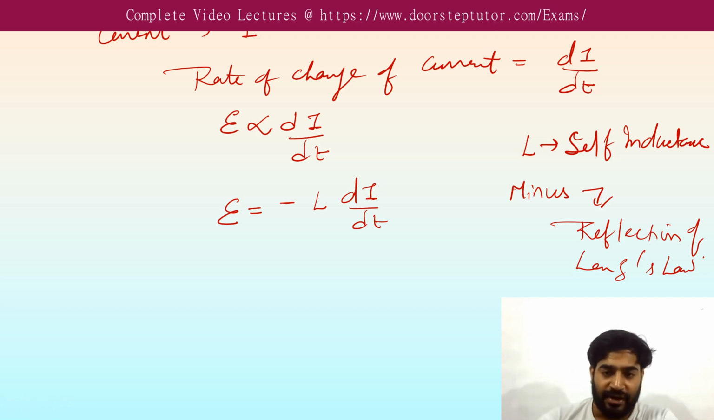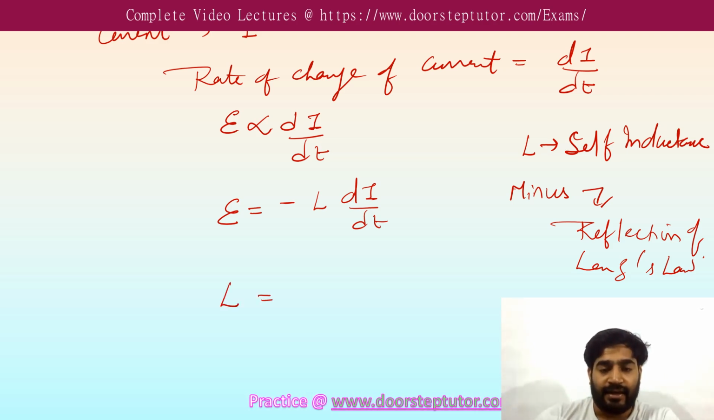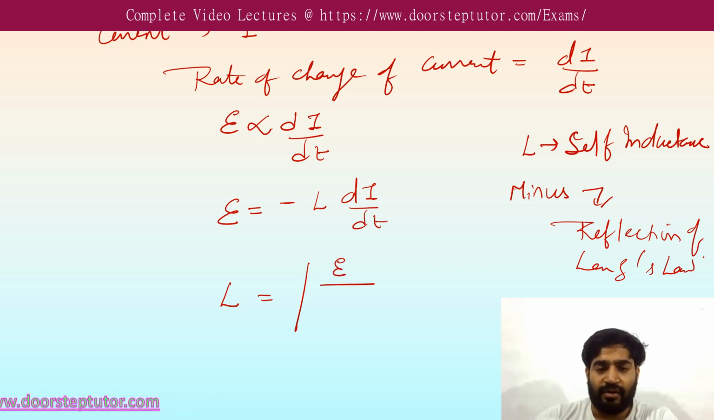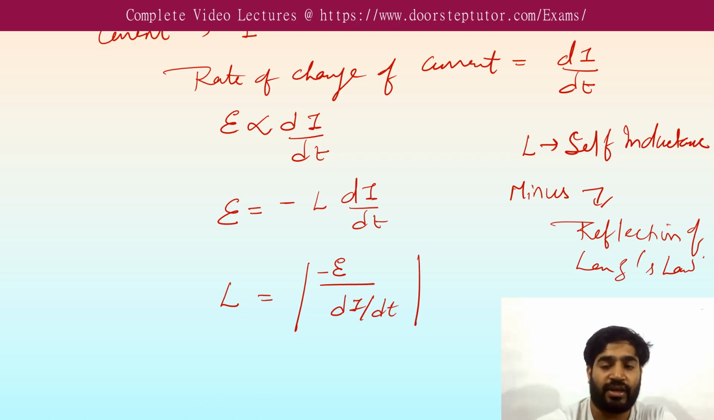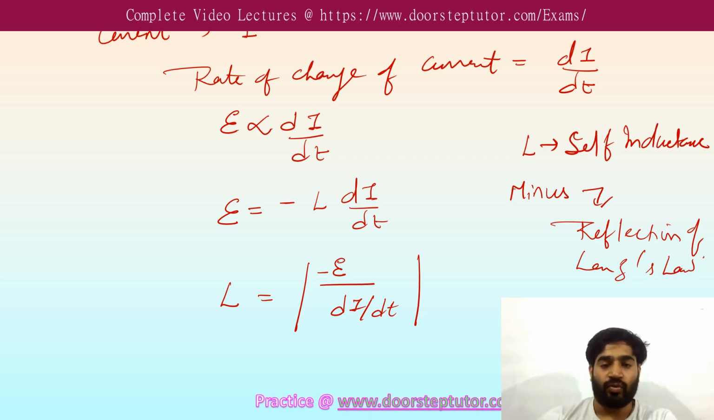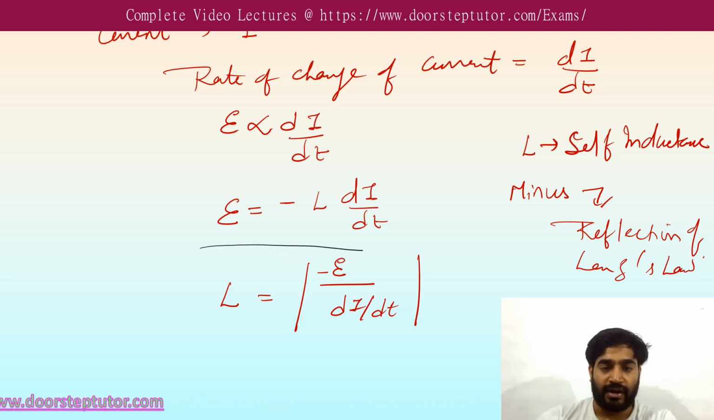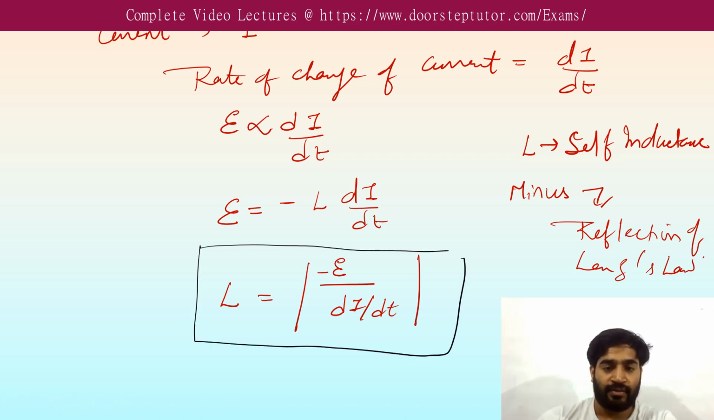It says that the self-induced EMF in the circuit always opposes any change of current in the circuit. From here, self-inductance is given by the magnitude of EMF over di by dt, the rate of change of current. That is what self-inductance is. So self-inductance in any circuit is the magnitude of EMF per unit rate of change of current.